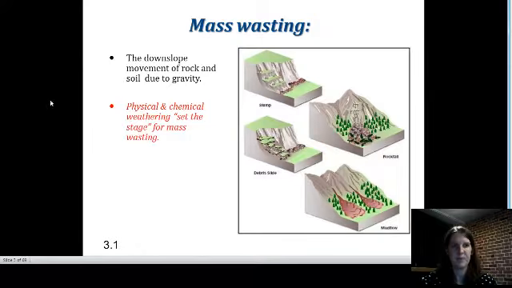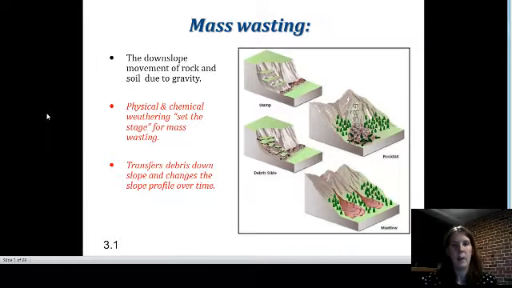Okay. So physical and chemical weathering are what set the stage for mass wasting. Mass wasting usually occurs after a slope has been weakened due to weathering events on that slope. And what happens then is these mass wasting events are usually large-scale events that transfer debris downslope and then change the slope profile over time. So you can see the original slope here is a very steep-sided slope. Well, once you have a slump occur, it's a much more gradual, gentler slope down.